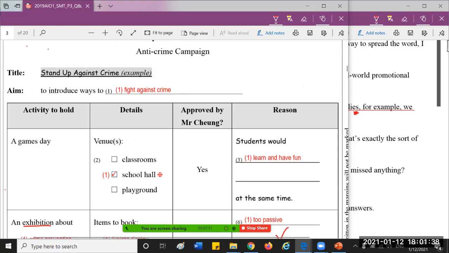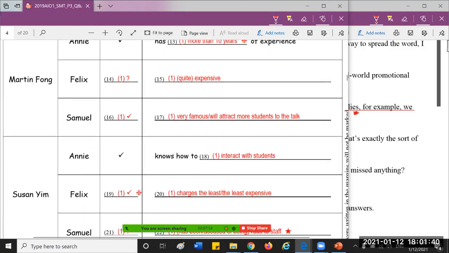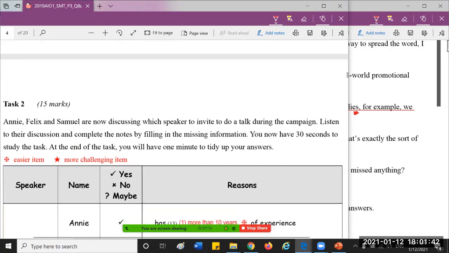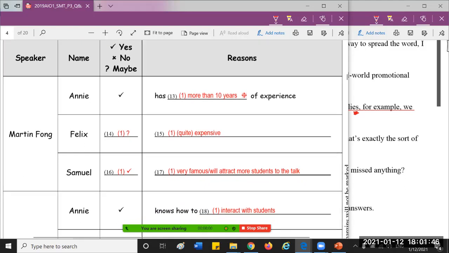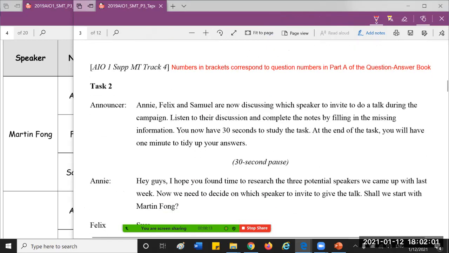Okay, next, task 2. Let's have a look. What do we do? Okay, Martin Fong, they're talking about the kind of speaker they are going to invite, and then they were voting. Okay, let's have a look. Felix, put a question mark here because maybe for him. Samuel is a tick. Let's have a look and see what Annie said about Martin Fong.